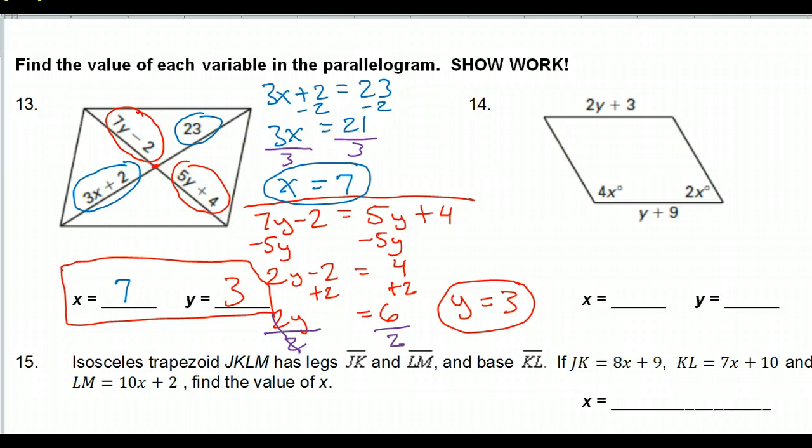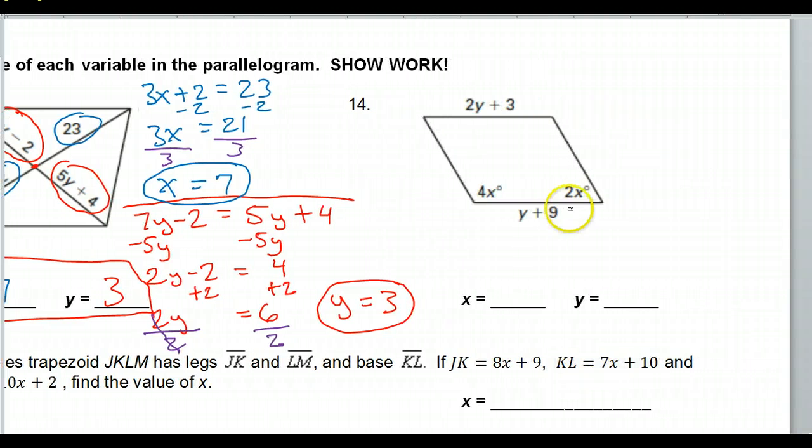Alright, moving on. Number 14. Okay. So I'll find the x's first just because they're alphabetical. Supplementary, my dear Watson. Supplementary.